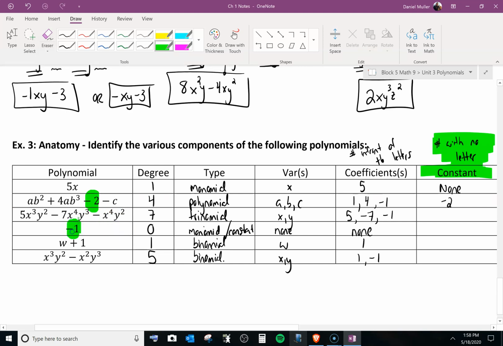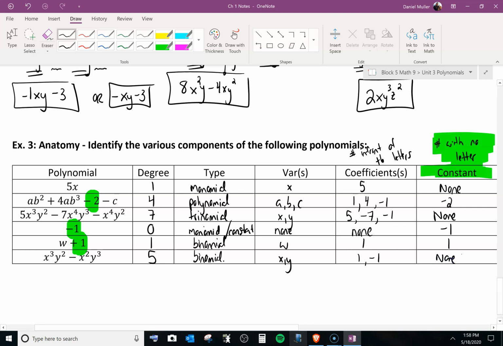Oh, in this one, there is a -1. And the previous one was none. This one right here, this -1, that is not attached to a letter. In fact, even this +1 is not attached to a letter. So it's just a +1. You could just instead write 1. You don't have to write the positive symbol. And here, there are no numbers that are alone, so we would just say none.